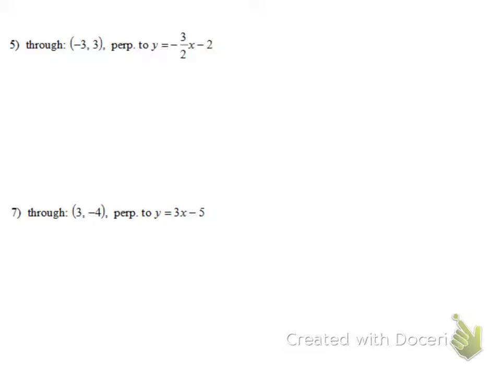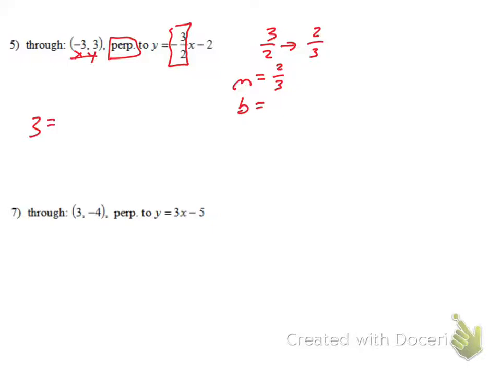All right, it's got to go through these points, that x and that y, but it's perpendicular. So this slope has to be the opposite and reciprocal. So the opposite would be a positive 3 over 2, and then the reciprocal would be a 2 over 3. So my m is going to be 2 over 3, and I'm looking for my b. I'm going to plug that into y equals mx plus b. So here's my x, here's my y. So 3 is going to be equal to my m, which is 2 over 3, times a negative 3, plus b.